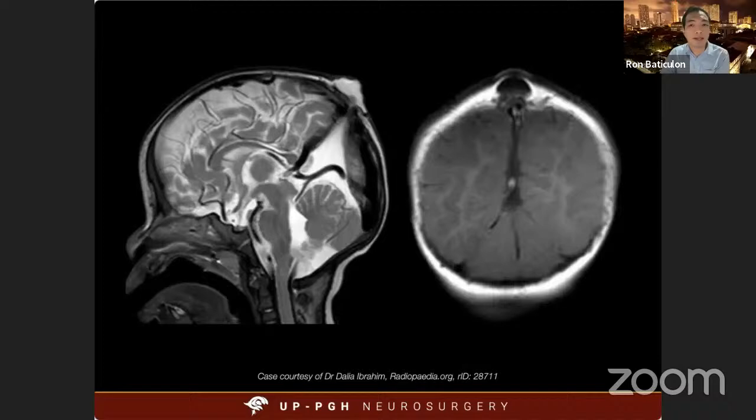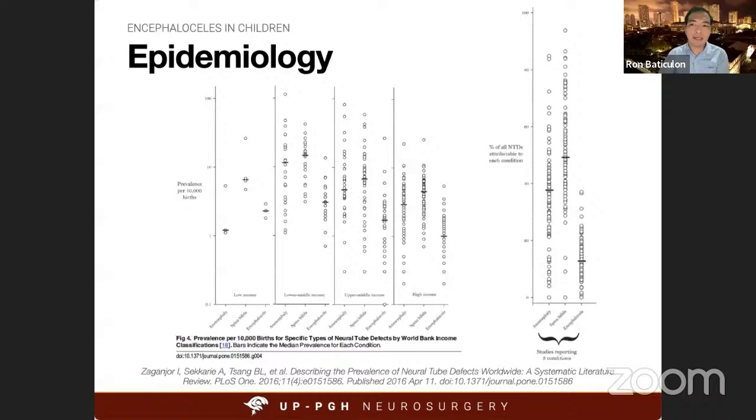So how frequent are they? As I've said, they're about 10 to 15% of all neural tube defects. This is a systematic review from 75 countries. And this shows you the incidence of encephalocele compared to anencephaly and spina bifida. So they're around 10 to 15% of all neural tube defects.